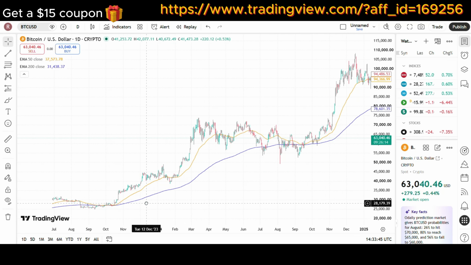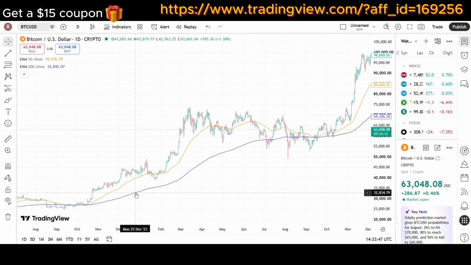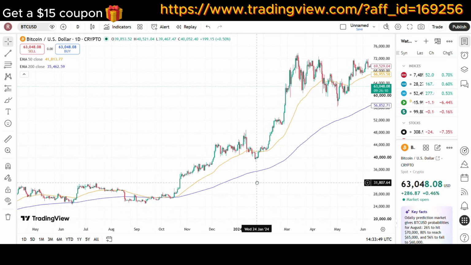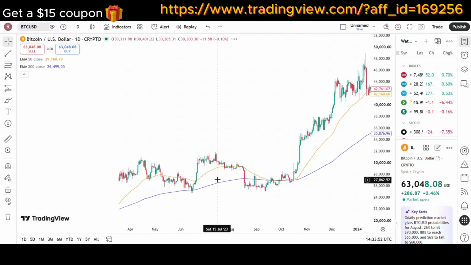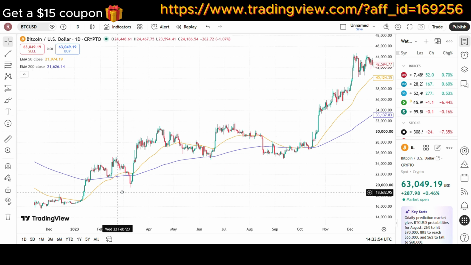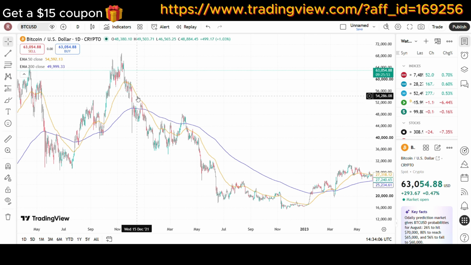Additionally, when the EMA 50 crosses above the EMA 200, it creates a bullish golden cross. And when it crosses below, it forms a bearish death cross.